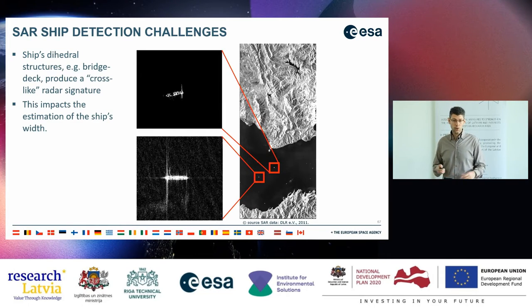Another effect is the so-called cross-like radar response. Of course, ships are large and they have large dihedral structures. And we've seen that whenever we have a dihedral, you have a strong double bounce. What happens is that the signal is spread in a cross-like way. And this, of course, impacts the estimation of the ship's width, because you detect all the pixels belonging to the ship, but you also detect these bright lines in the y direction. And of course, your ship will be estimated with the wrong width, right? All these are effects that can be mitigated with some image processing techniques.